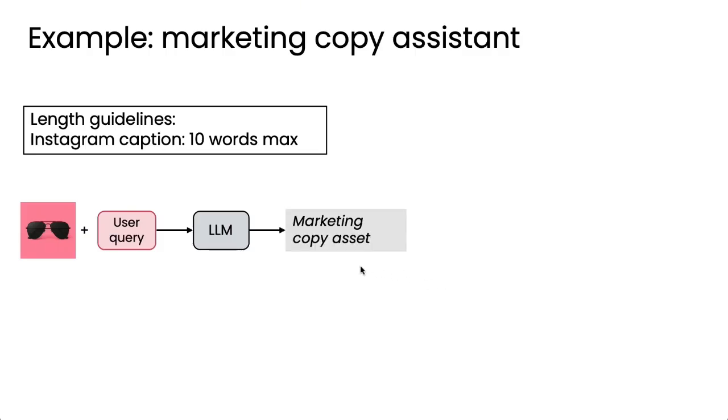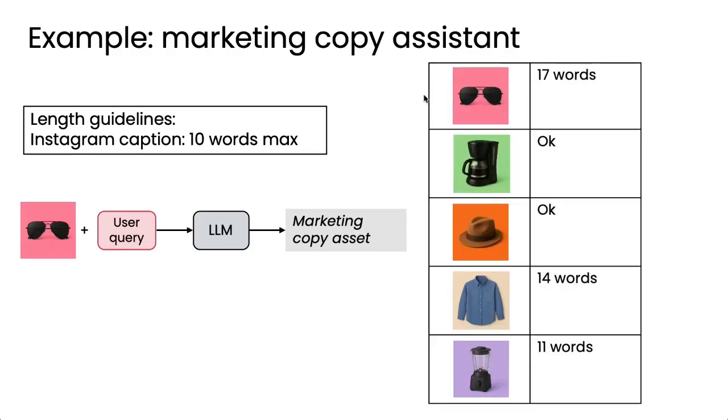And there are lots of different ways that a marketing copy assistant may go wrong, but let's say that you look at the output and you find that the copy or the text generated mostly sounds okay, but maybe it's just sometimes too long. So for the sunglasses input, it generated 17 words. If you get a coffee machine, it's okay. Stylish hat is okay. Blue shirt, 14 words, Blender 11 words. So it looks like in this example, the LMM is having a hard time adhering to the length guideline. So again, there are lots of things that could have gone wrong with a marketing copy assistant. But if you find that it's struggling with the length of the output, then you might build an eval to track this so that you can make improvements and make sure it's getting better at adhering to the length guideline.